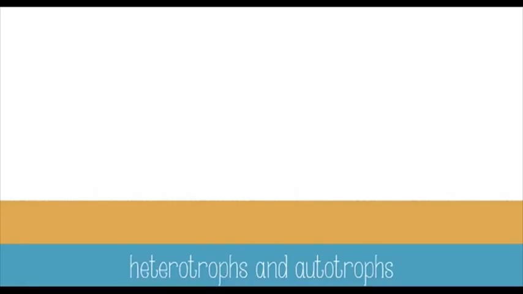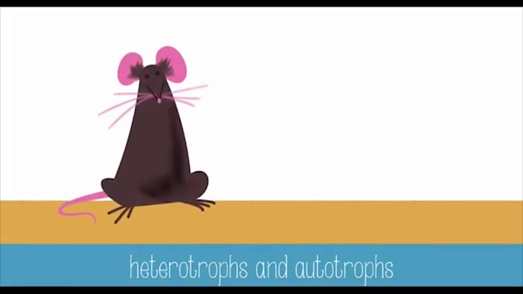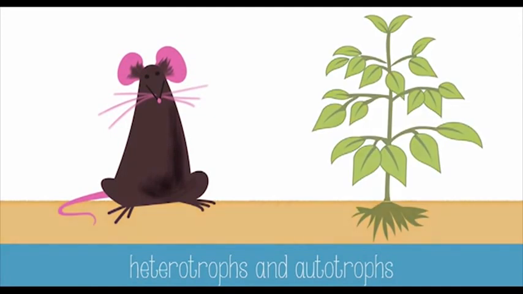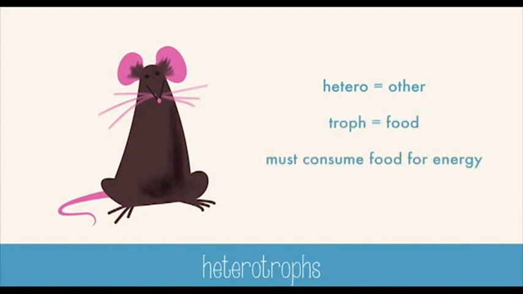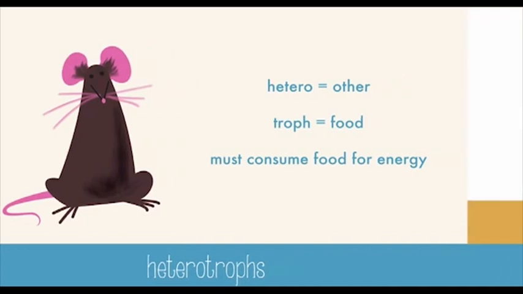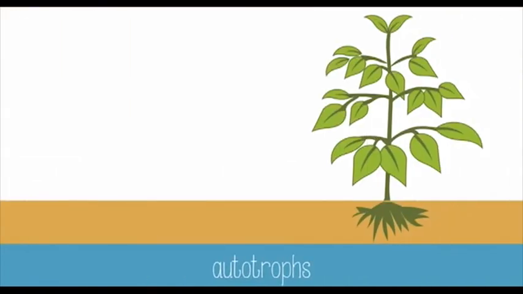In the world, all living things are either heterotrophs or autotrophs. Hetero means other, and troph means food. So heterotrophs must eat other food for energy. A rat might eat plants, seeds, and insects, and you may eat carrots or hamburgers or ice cream. But your body needs to consume food for energy. You can't just create energy out of thin air. No, that's a trick for the autotrophs.